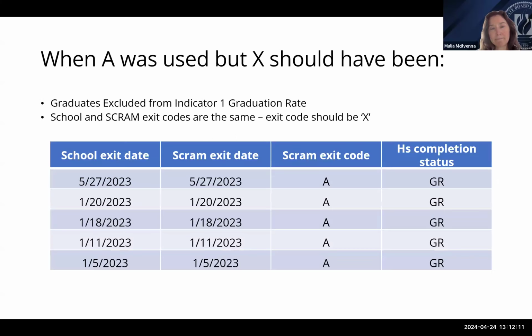Here are a few examples of when the A code was used, but the X code should have been. These are students who graduated, but they ended up being excluded from the indicator 1 graduation rate. The thing to take note of here is that the school exit date is the same date as the Scrum exit date. So these students should have been exited with the X code.